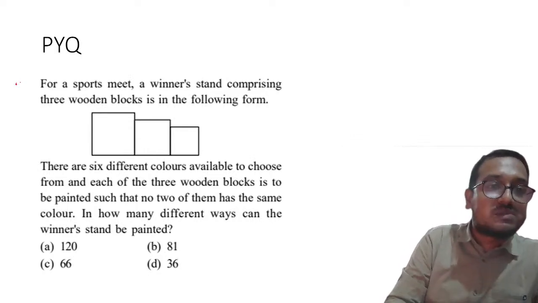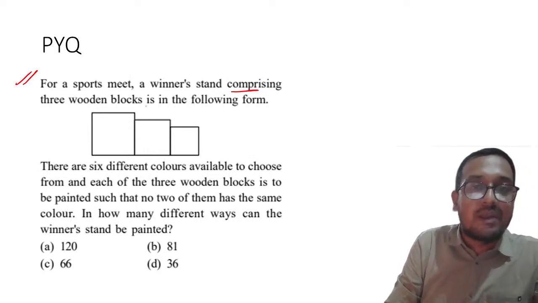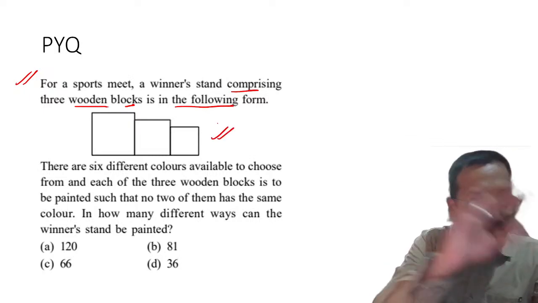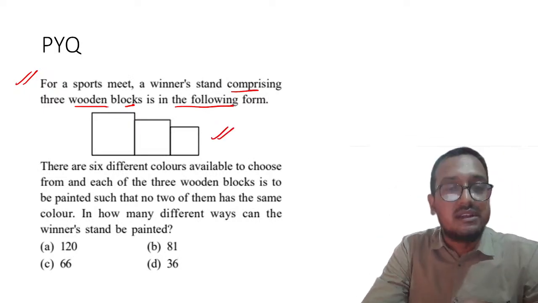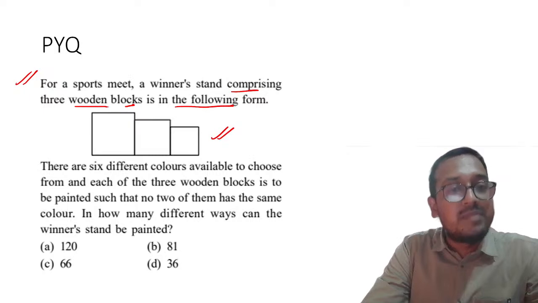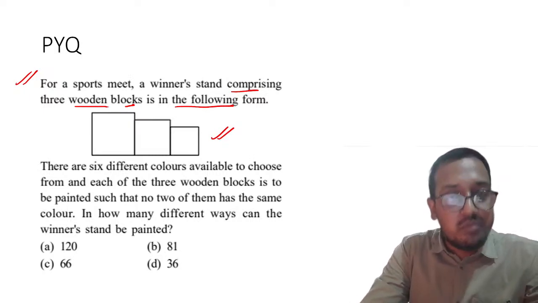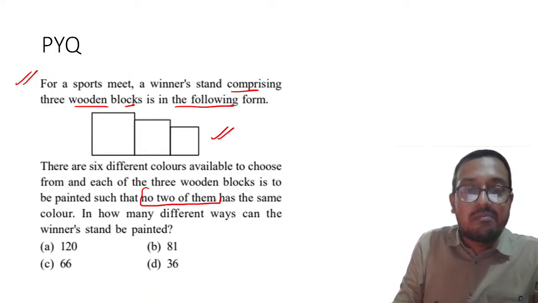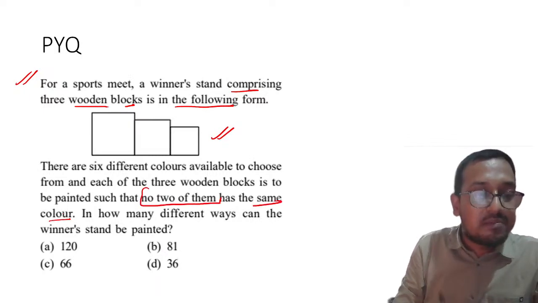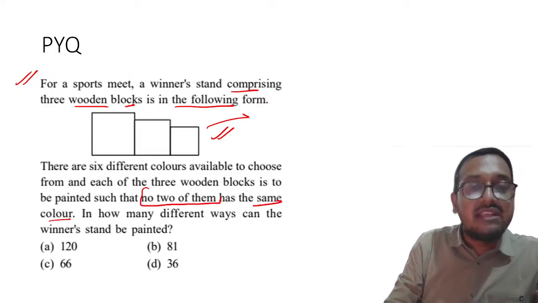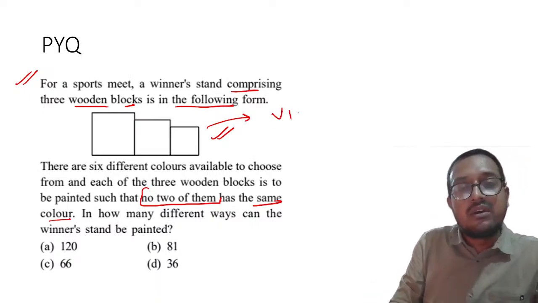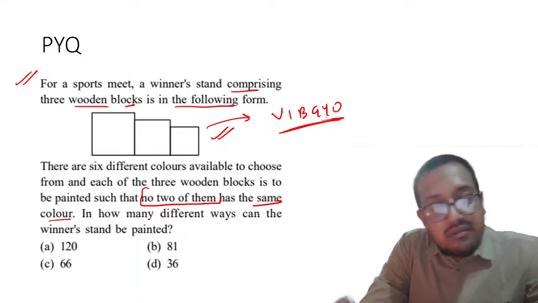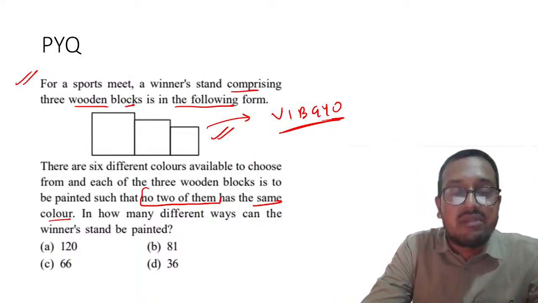Then there is, for a sports meet, a winner stand comprising three wooden blocks in the following form. So you can see the picture. There are six different colors available to choose from, and each of the three wooden blocks is to be painted such that no two of them have the same color. Please remember what he is saying: suppose the six colors are VIBGYOR, right? I'm not adding red. So these are the six colors which are available to us.